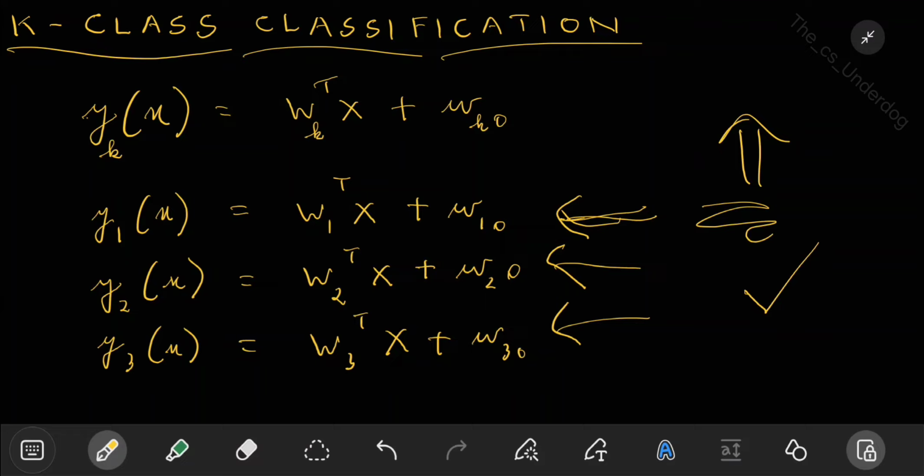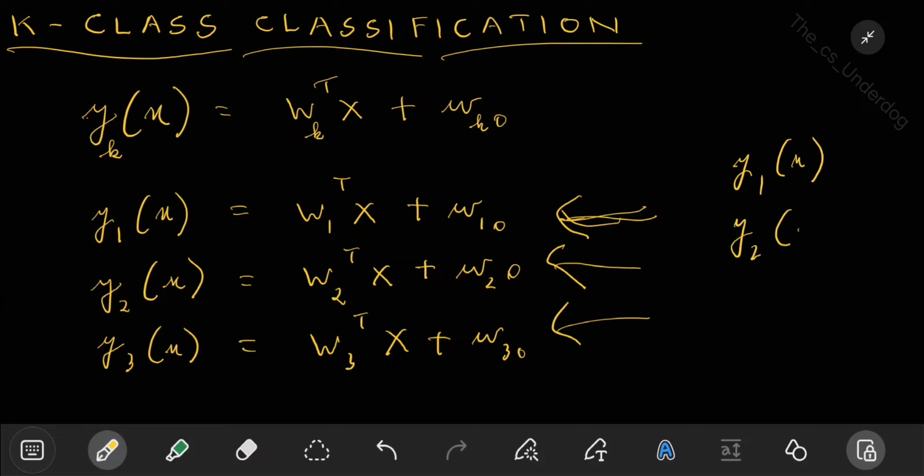So let us say you have a data point x. You substitute that x in this equation and you do it for y1, y2, y3. Also, you'll see the value of y1 of x, y2 of x, y3 of x, and so on, right? Up to yk of x.